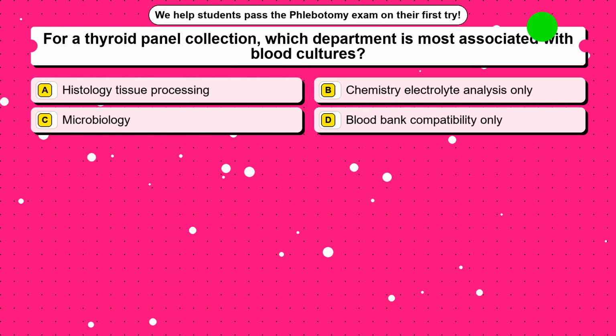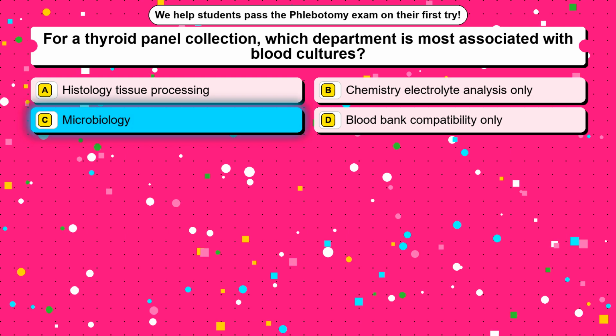Question 94. For a thyroid panel collection, which department is most associated with blood cultures? Option A, histology tissue processing. Option B, chemistry electrolyte analysis only. Option C, microbiology. Option D, blood bank compatibility only. The correct answer is option C, microbiology.